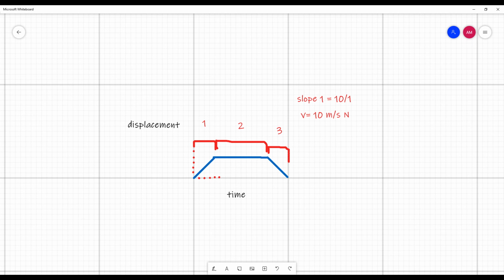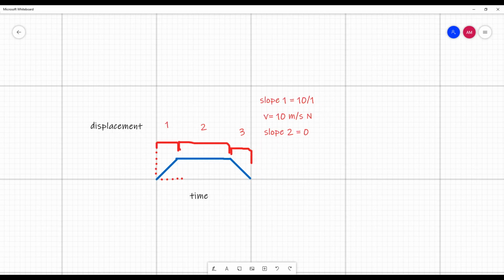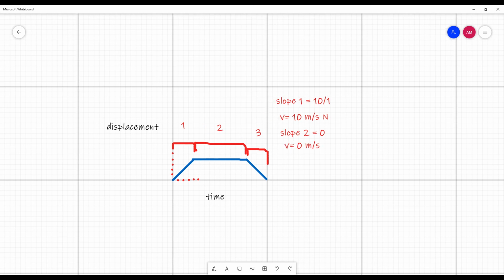For the second part, the graph shows that the object did not move for 10 seconds. So the slope would be 0 because the graph did not move vertically. Meaning that the velocity of the object for the second part would be 0 meters per second.